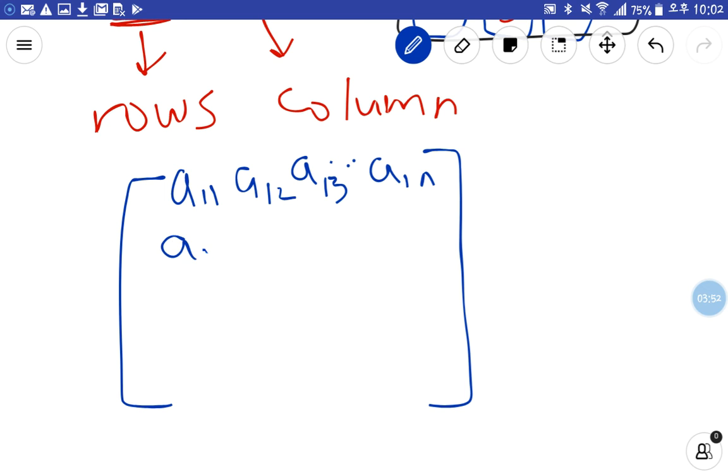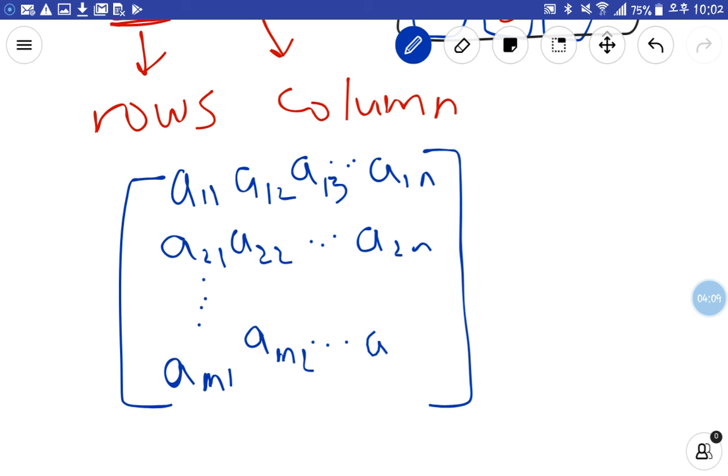Now I have a second row, A21, A22. It's the same until you get A2n. Keep going. What's expected? Am1, because this is my number of rows, and Am2 keeps going. My final one is going to be Amn. So please look at the picture, which is the definition of a matrix. Then you can see a better picture.